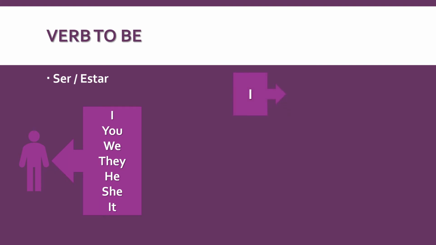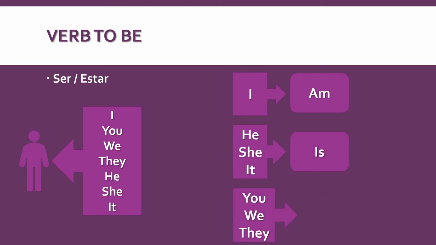In the case of I, we're going to write this verb to be as am. In the case of he, she, it, is. And in the case of you, we, they, are.